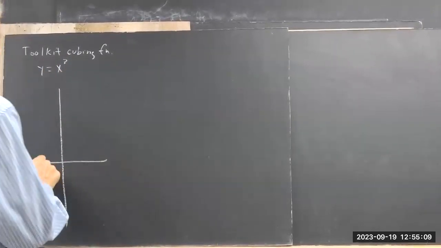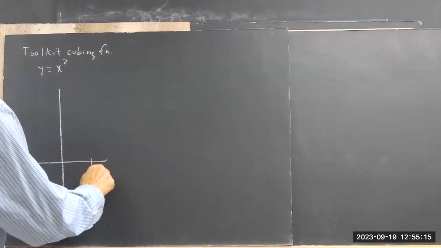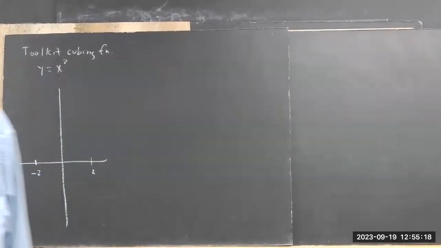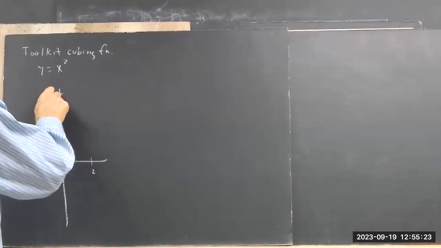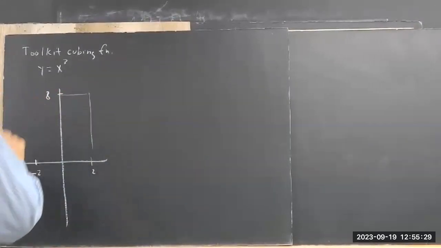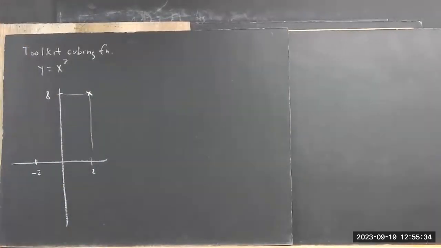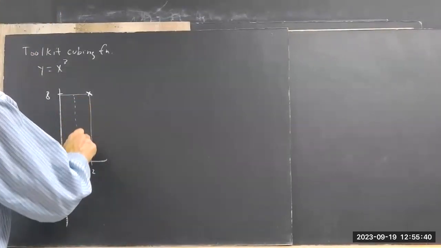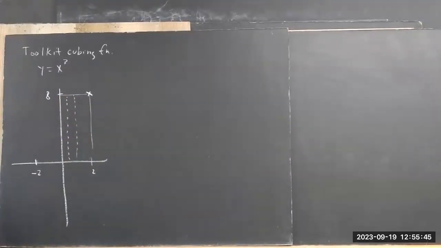We need some room to do this. -2 will go here and 2 will go here. Now, first thing we do is in the first quadrant, we make a rectangle. It goes all the way up to y equals 8. And we put a mark here. Now we cut this thing in half and cut it in half again, just as we did for the squaring of the exponential function or the reciprocal function.